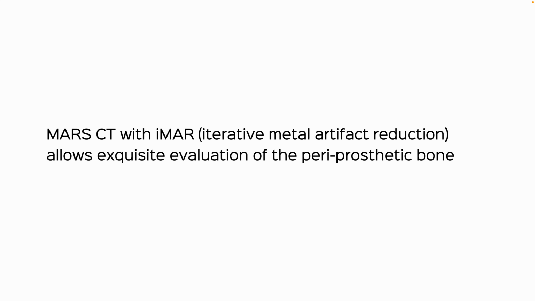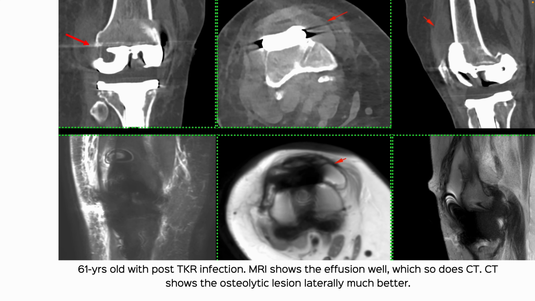So typically this is done with iterative metal artifact reduction, and it allows exquisite evaluation of the periprosthetic bone. And in fact, if MARS CT had been available before MARS MR got developed, predominantly to look at the hip for the metal on metal issue with the J&J prosthesis, we would be doing much more CT than MR. And except for marrow edema, CT has better detail than MR.